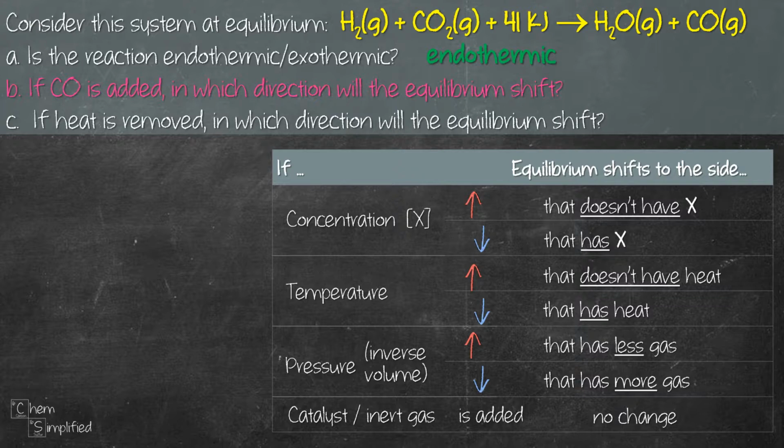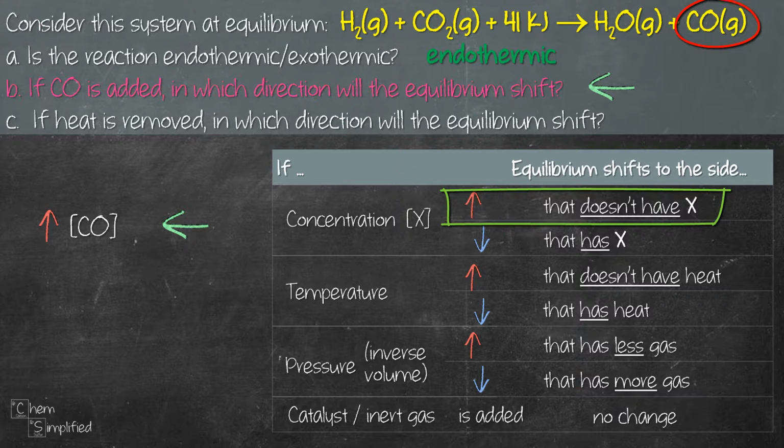So question B is basically asking about increasing a concentration, in this case CO. So if we increase CO, according to the table, equilibrium will shift to the side that doesn't have CO, which means it will shift to the left since CO is present on the right hand side of the equation.